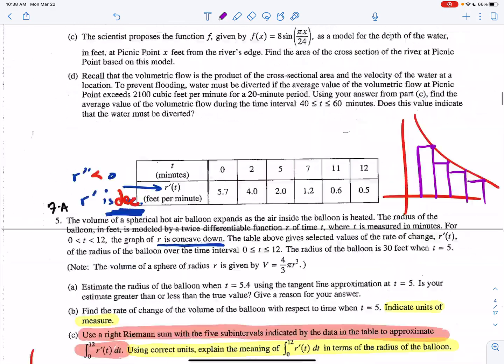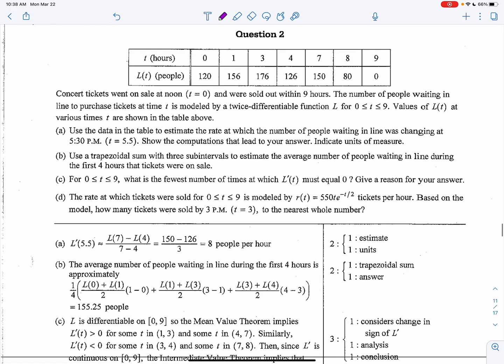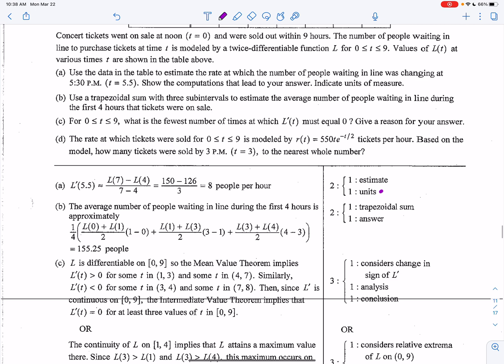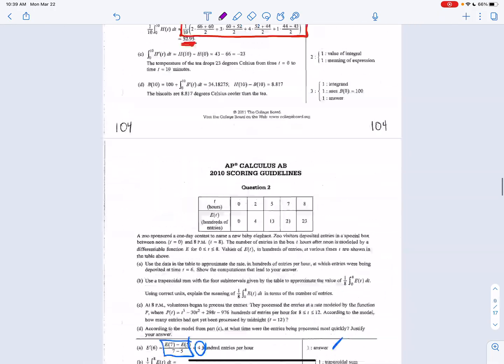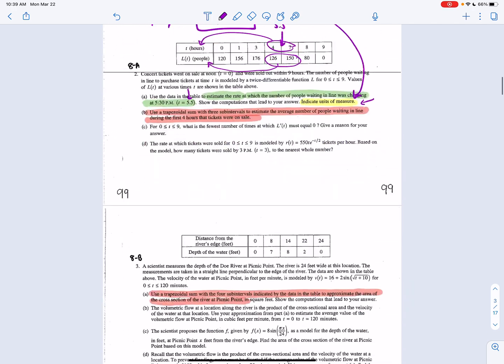Okay, so take a look, 2008, just so that you guys can see for yourselves. You get 1 point for the unit. Even if you get the estimate wrong, if you put people per hour, you're good. That's the easiest point, and you cannot miss that, okay? Let me show you a couple more just so that you have an idea of what I'm talking about.